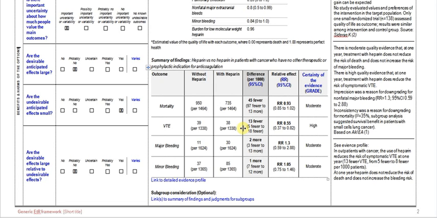Going back to the evidence profile, we see that in a group of 1,000 people receiving heparin, 45 fewer would die when compared to a group of 1,000 people not receiving heparin, and 13 fewer people would experience VTE event. The panel also decided that the anticipated undesirable effects of bleeding are small. 2 more major bleeding events per 1,000 people when receiving heparin as compared to not receiving heparin.